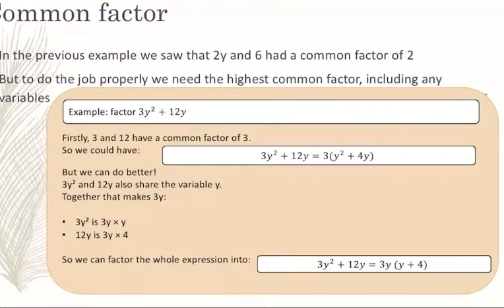3y squared and 12y also share the variable y. Together that makes 3y. 3y squared is 3y times y, and 12y is 3y times 4. So we can factor the whole expression: 3y squared plus 12y equals 3y bracket y plus 4.